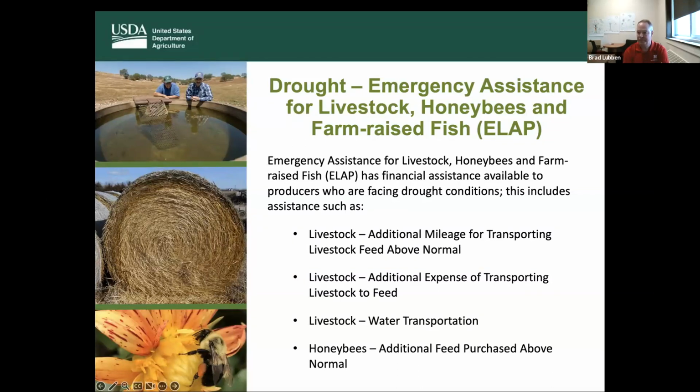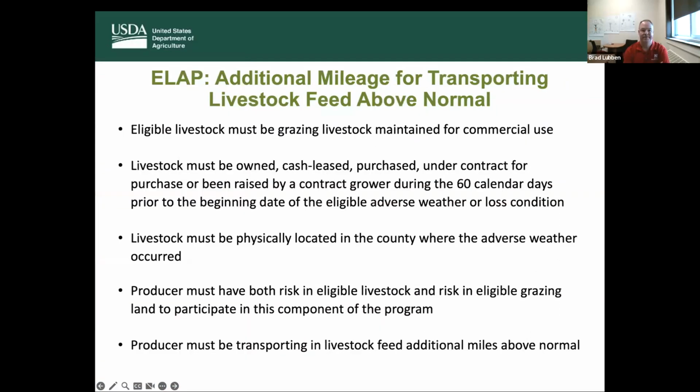So as we move to the next slide, let's talk about additional mileage for transporting livestock feed above normal. So basic criteria, we must have eligible livestock, and those are grazing livestock for commercial use. Those livestock must have been owned, similar, just the same as, Brad, can you hear me okay? I can hear you fine, Pat.